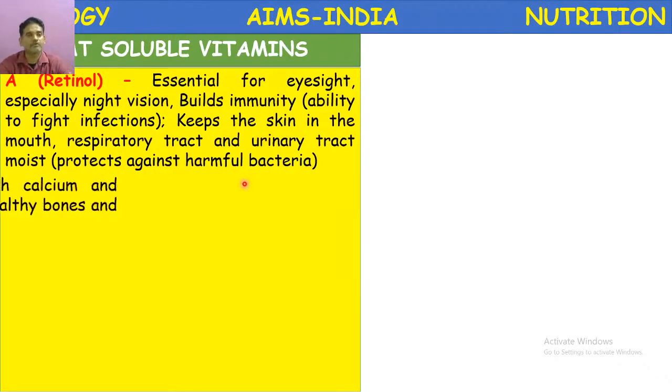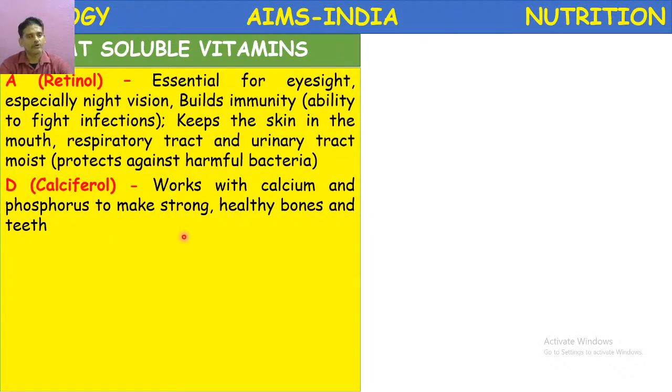This vitamin is available in the form of carotene from red vegetables like carrot, beetroot, and papaya. They are rich sources of vitamin A.